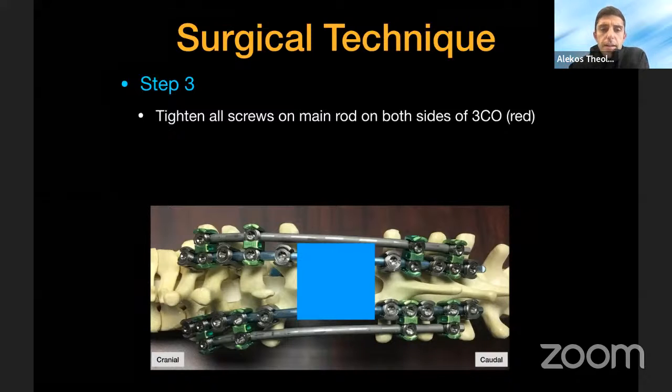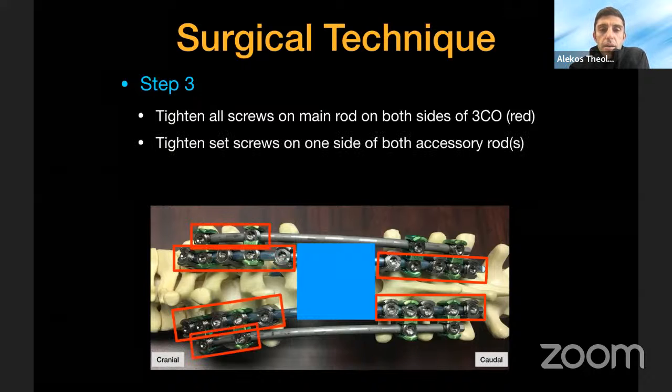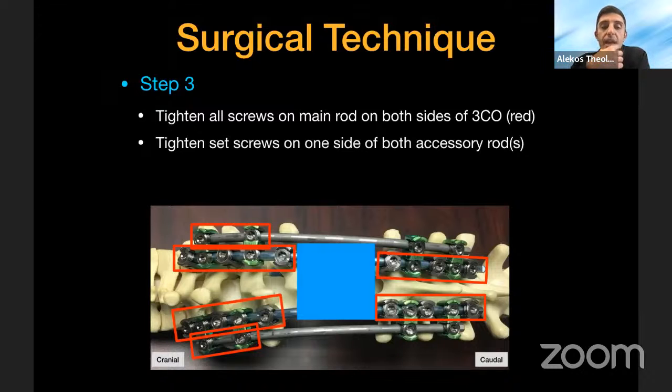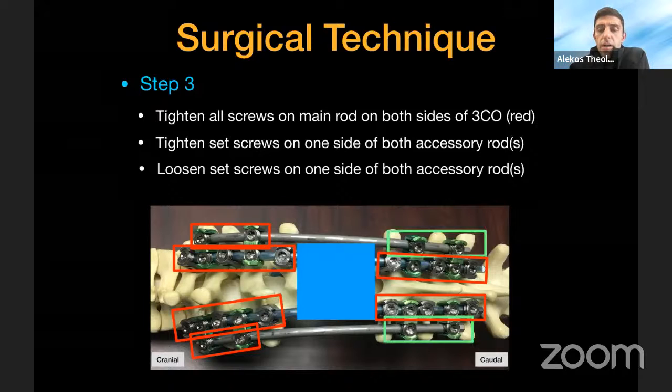And then the third step is essentially going to involve securing one whole side, like we saw in the fracture. So, first you tighten all the midline screws, as you can see in the red box. And then you tighten one side of both accessory rods, and that stabilizes that one side of the spine. The next thing you do is loosen your set screws on the other side of the accessory rods. And so now you can really use the rails as your shortening rails.